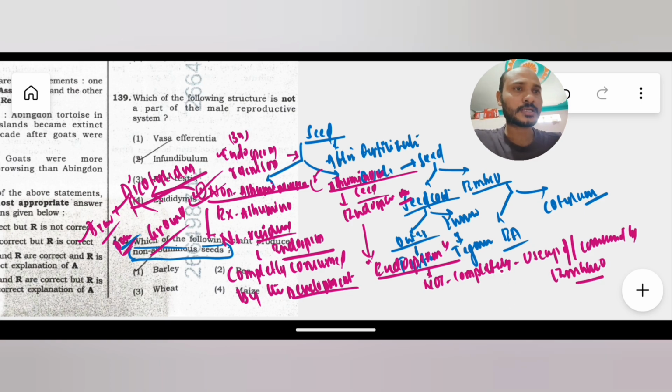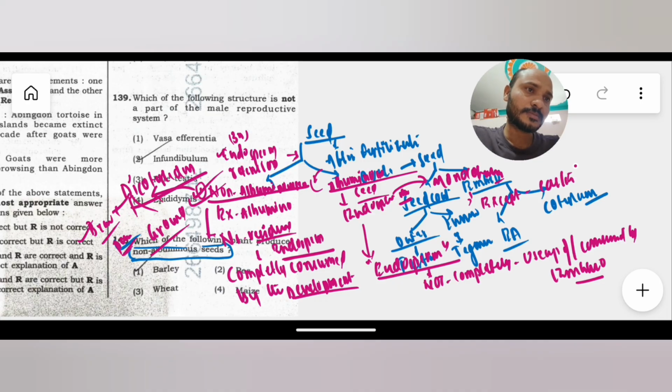Such seeds are called albuminous seeds; the name itself suggests endosperm seeds. Some part of the endosperm is still present inside, because the embryo cannot completely consume it. This type of albuminous seed is generally seen in monocotyledon plants. Mostly monocotyledon plants have albuminous seeds, but there are some exceptions. Dicotyledon plants can also contain albuminous seeds. The best example is castor. The exception is castor.